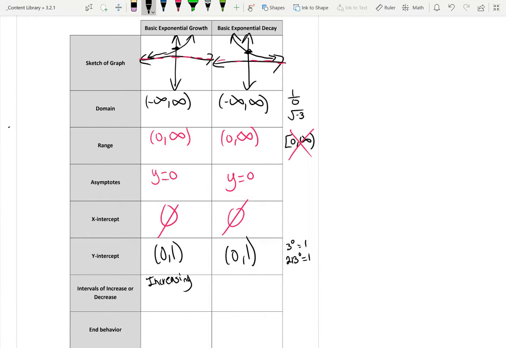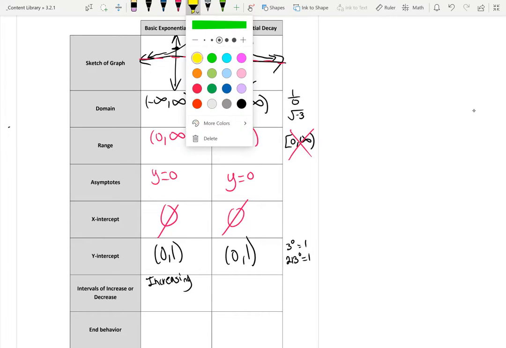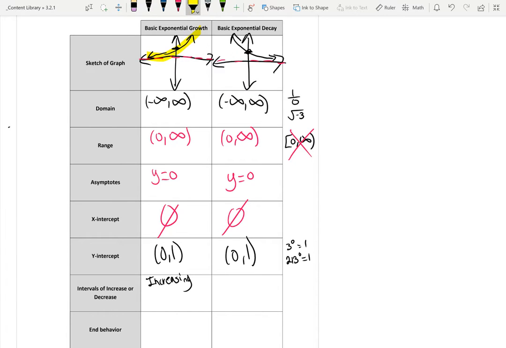How long is it increasing? Well, if I look at my graph, it is increasing the whole time, from negatives all the way to positives. It's increasing. And likewise for decay, it is decreasing as it goes from negative infinity to positive infinity.